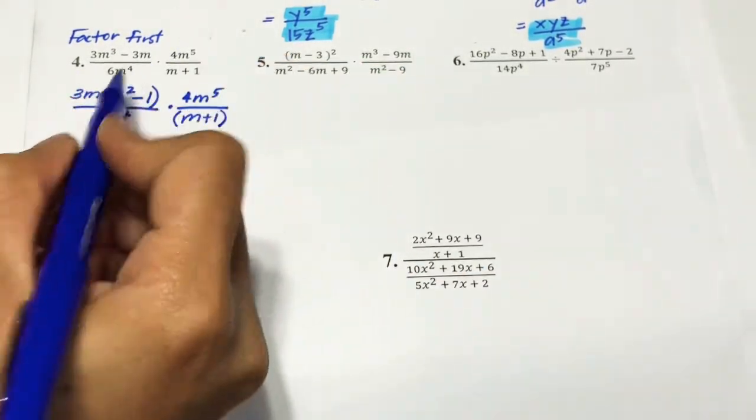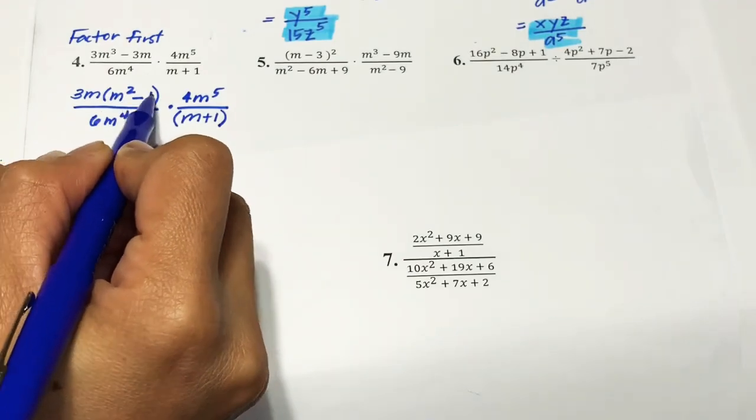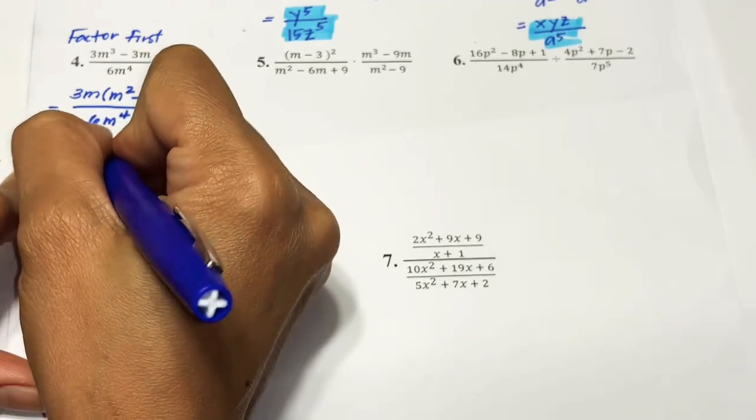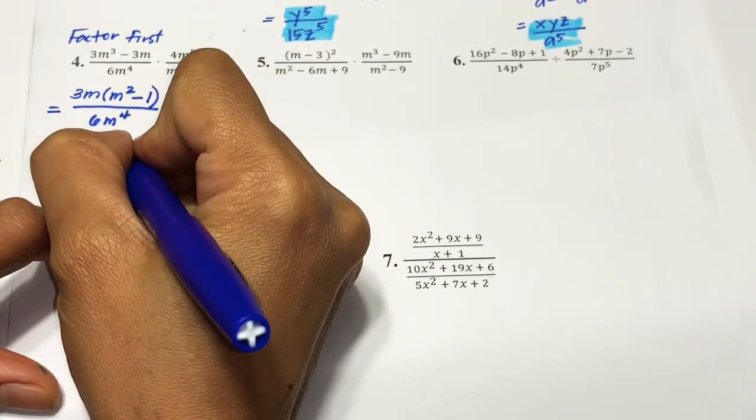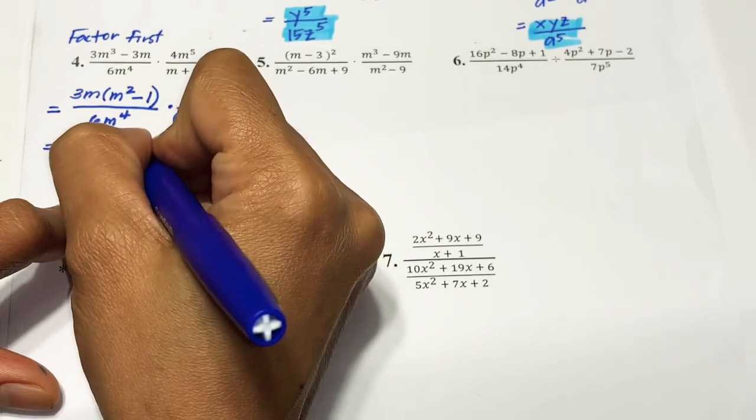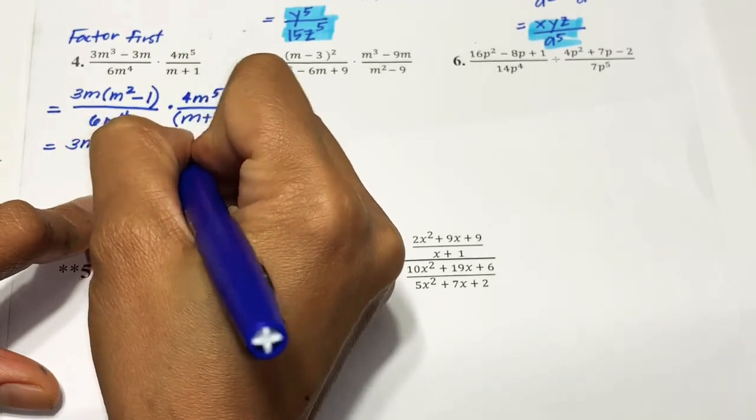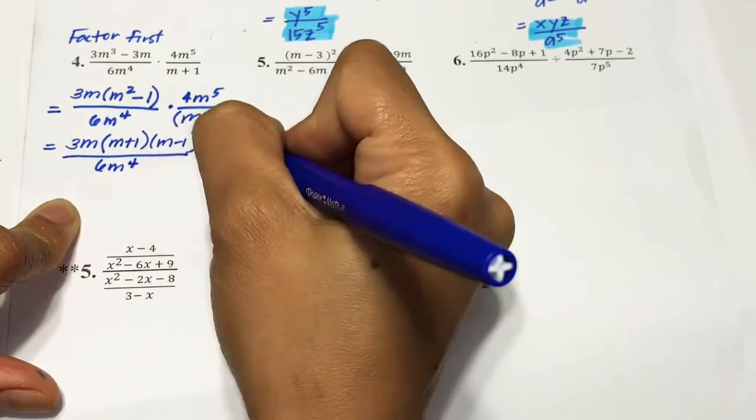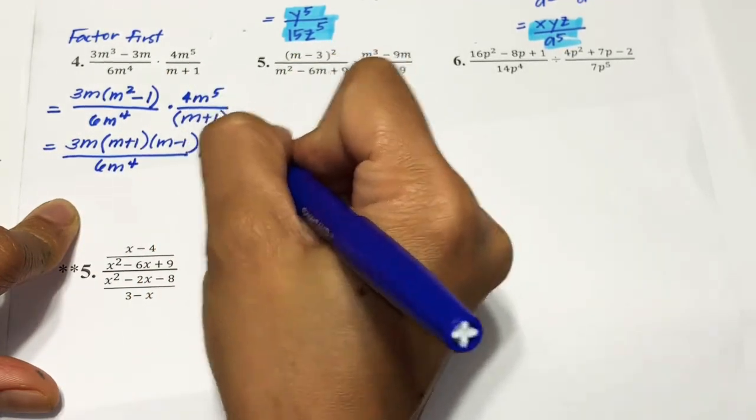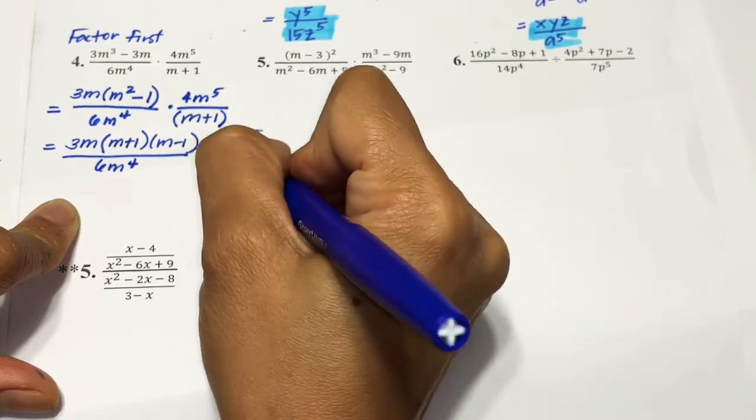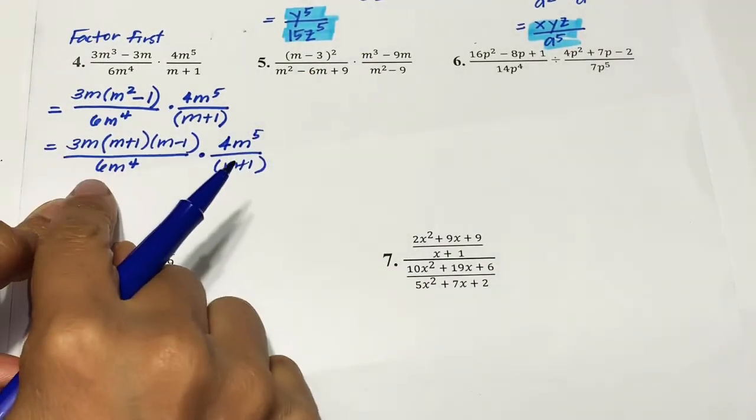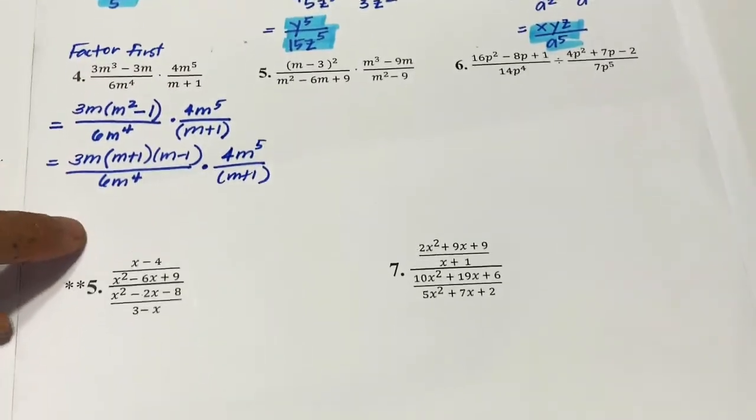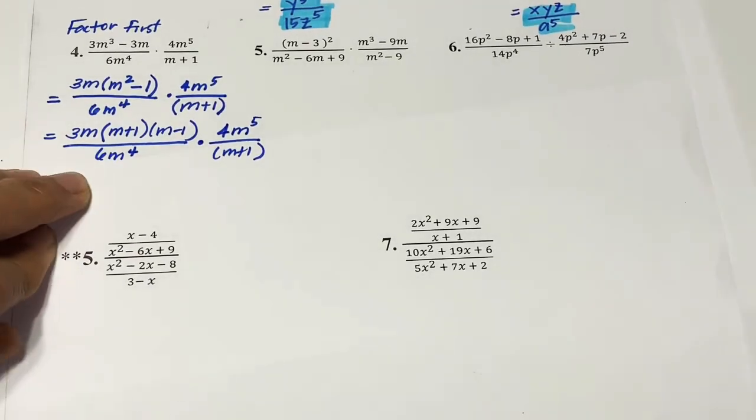So next, this is still factorable right here. This is a difference of perfect squares. So you can factor that. Hopefully you remember your rule. If it's a difference of perfect squares, it's exactly the same except for the sign. m plus 1, m minus 1 over 6m to the 4th, and then m plus 1. Now you're going to cancel just like what we did here. Common factors, we're going to reduce.